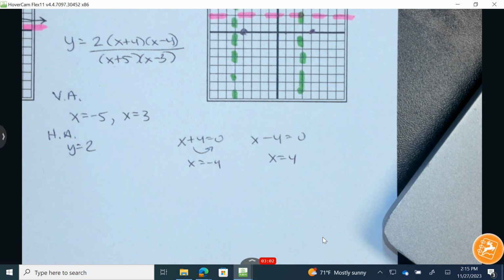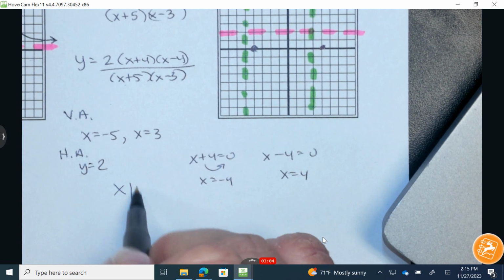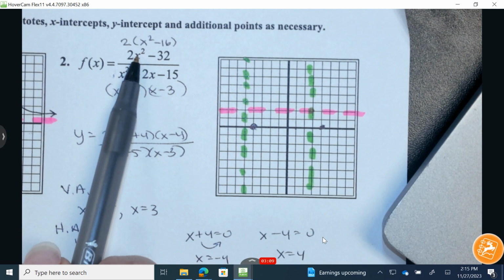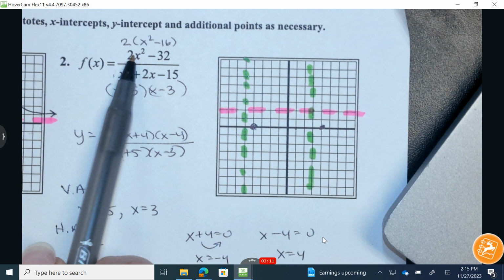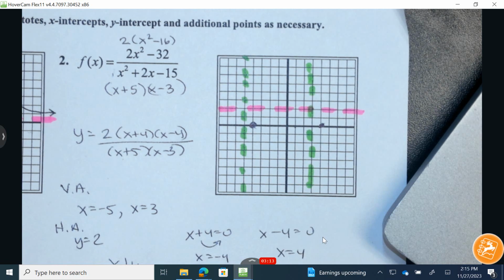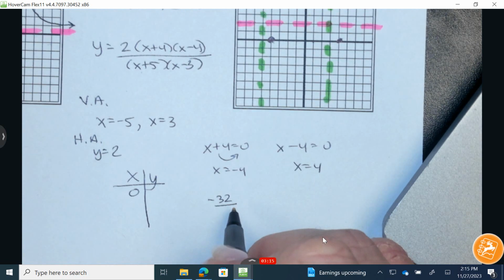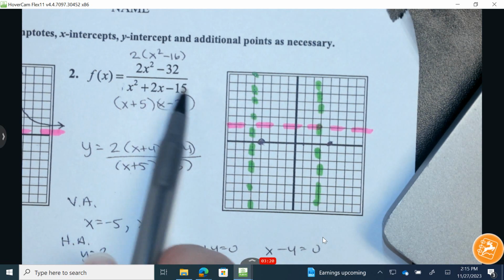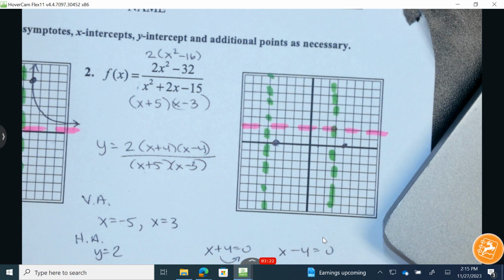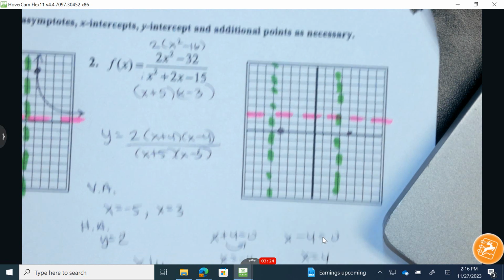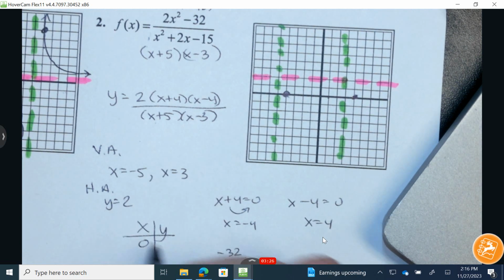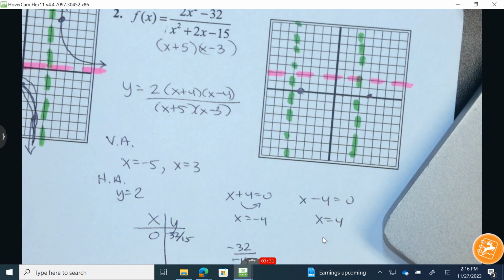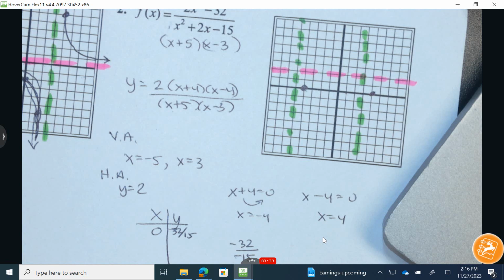How do we determine the y-intercept? When we determine the y-intercept, x is always 0. So this would be 0 squared is 0, 2 times 0 is 0. So I'd end up with a negative 32 in the numerator. Now let's look at the denominator. I would have 0 plus 0 minus 15, which would be negative 15. So I'd have 32 over 15. 32 over 15 would, in fact, be my y-intercept.